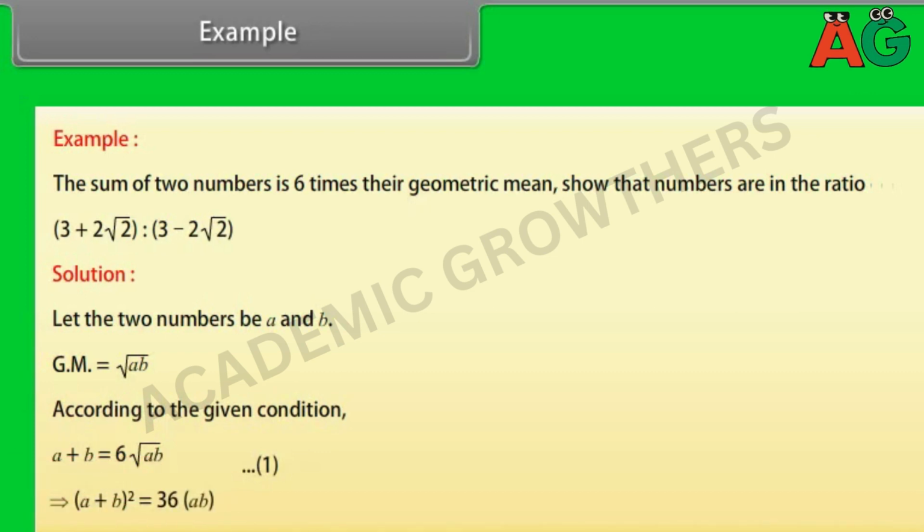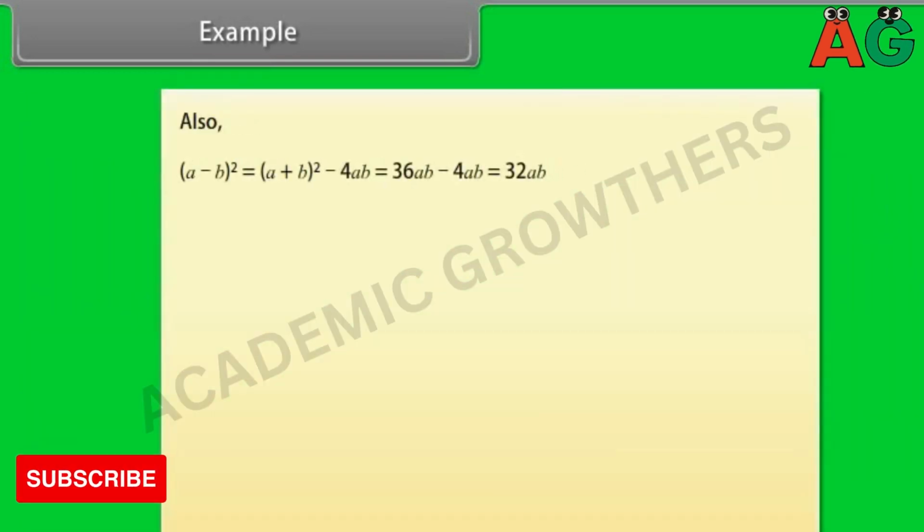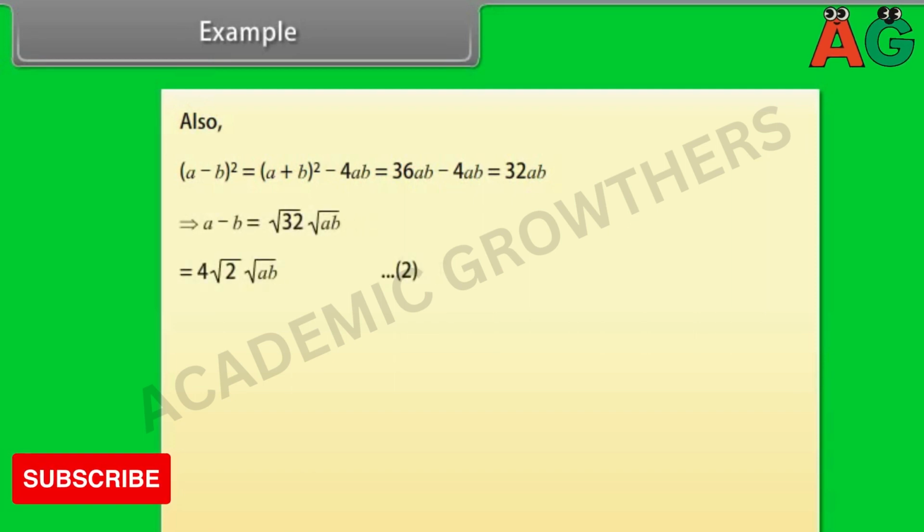It implies the square of A plus B is equal to 36 into AB. Also, the square of A minus B can be written as, and A minus B is equal to 4 into square root of 2 into square root of AB. Let it be equation 2.